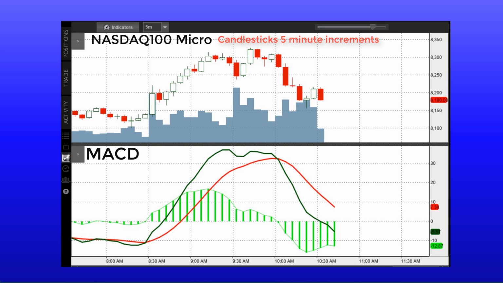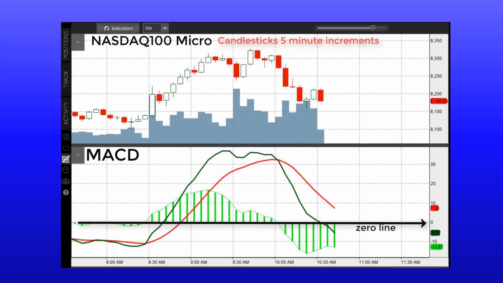Okay, standard chart here, NASDAQ 100 Micro E-mini candlesticks, 5-minute increments, and the MACD in the lower pane. I'm going to illustrate with this same chart to eliminate confusion, as I show you 3 different ways to use a stop, and that way you can keep your focus on the orders rather than how the chart's manipulated.